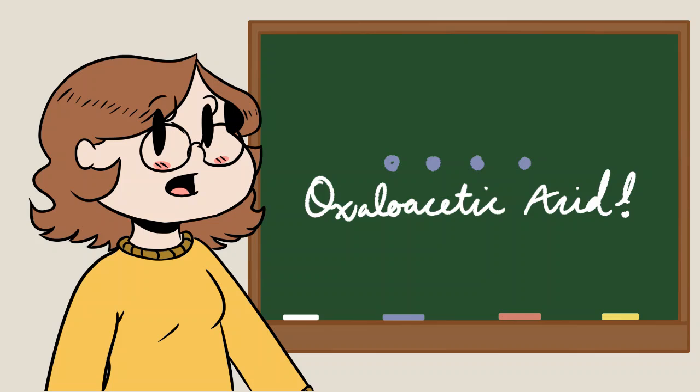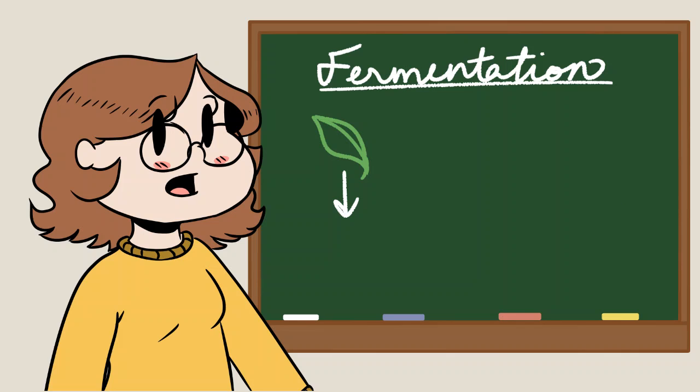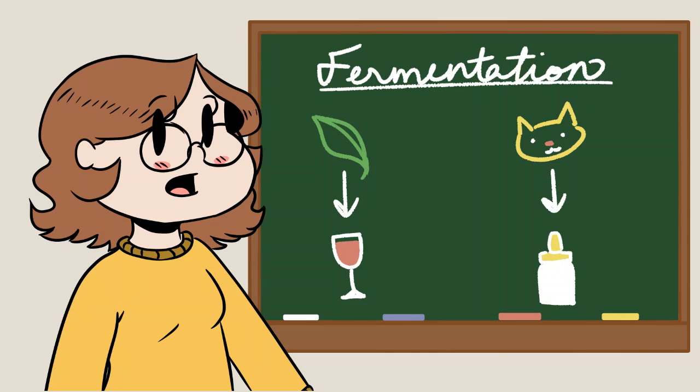There are a few things to keep in mind when you think about this process, though. 1. The Krebs cycle cannot always occur. If there's not enough oxygen present, a process called fermentation will happen instead. In plants, this produces alcohol. In animals, this produces lactic acid, which is what causes that burn you feel when you're working out.